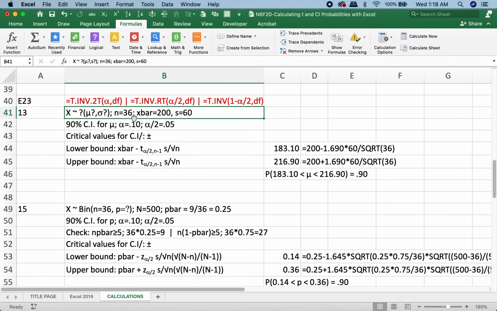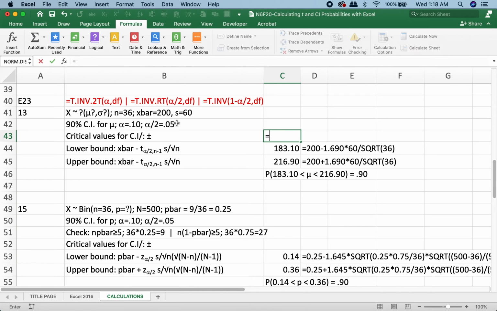So this is the problem that we had. This is the one I just read out for you. 90% confidence interval for mu. Alpha is 10%, so alpha over 2 is 0.05. Let's get the critical values here. So what we would use here then is a T.INV, right? Because we're given the area and we're looking for the critical t value. And then because it's a confidence interval, it's a .2T, two-tailed, like that, comma.